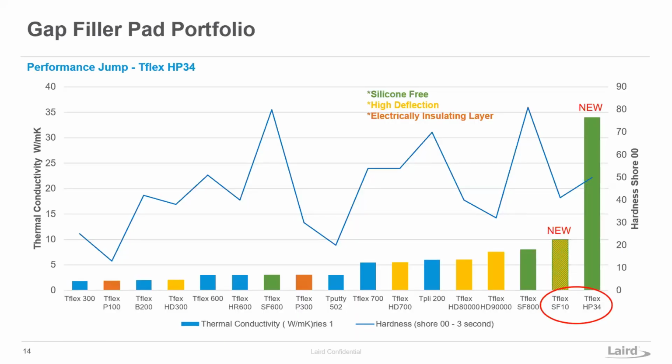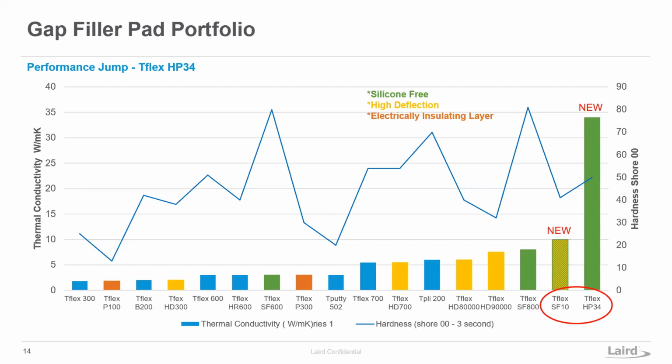This graph kind of shows our product portfolio in a couple of ways. The bars are thermal conductivity, and the line graph is hardness. So you can see we have a varying range of thermal conductivity and hardnesses. The green bars are non-silicone or silicone-free products. We have a high deflection series, and we also can provide gap fillers with an insulating layer, which is generally some type of a PE or PI film.